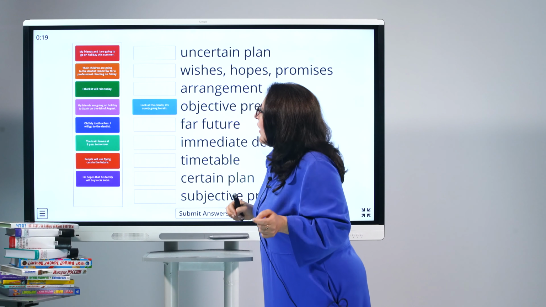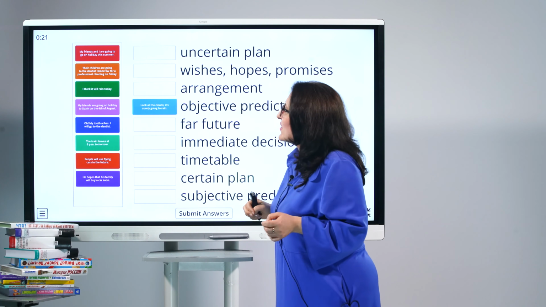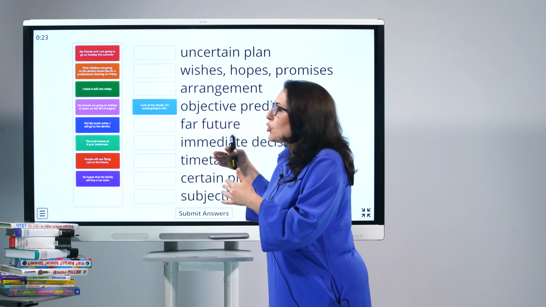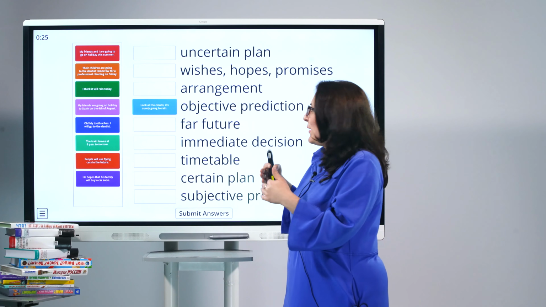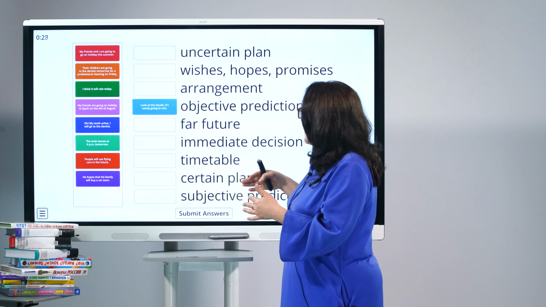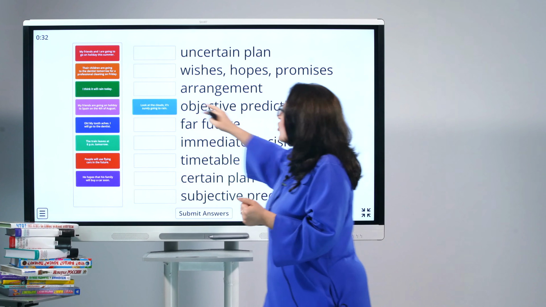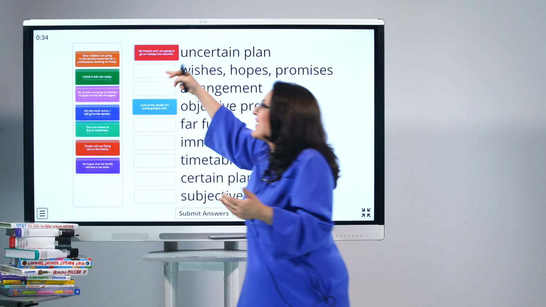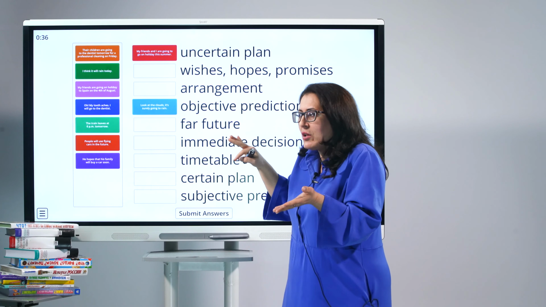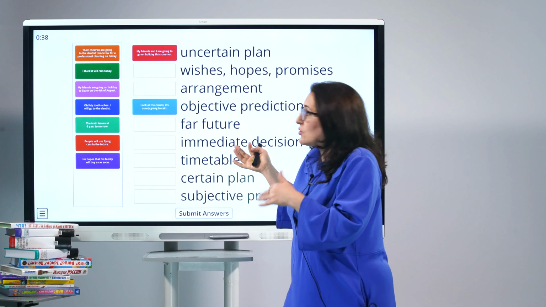My friends and I are going to go on holiday this summer. Are going to go. These are plans. Yes? Certain plans or uncertain plans? I think uncertain plans because they might be cancelled. We don't know if they will go or they might not.